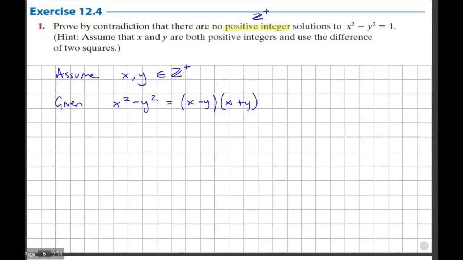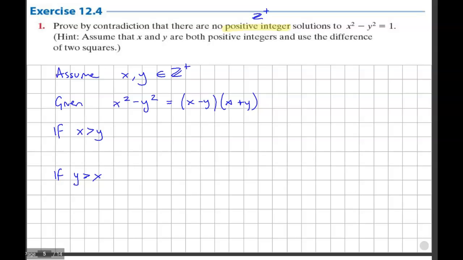We'll find that it doesn't, and therefore we're able to show that there are no positive integer solutions. So I'm going to assume the contradictory statement that x and y are positive integers. I know the difference of two squares: x squared minus y squared is equal to x minus y multiplied by x plus y. With this particular question, it is important to appreciate that we can have two scenarios: x greater than y, or x less than y. Which one is bigger makes a difference, and you'll see why in a moment. So let's go through each of those.